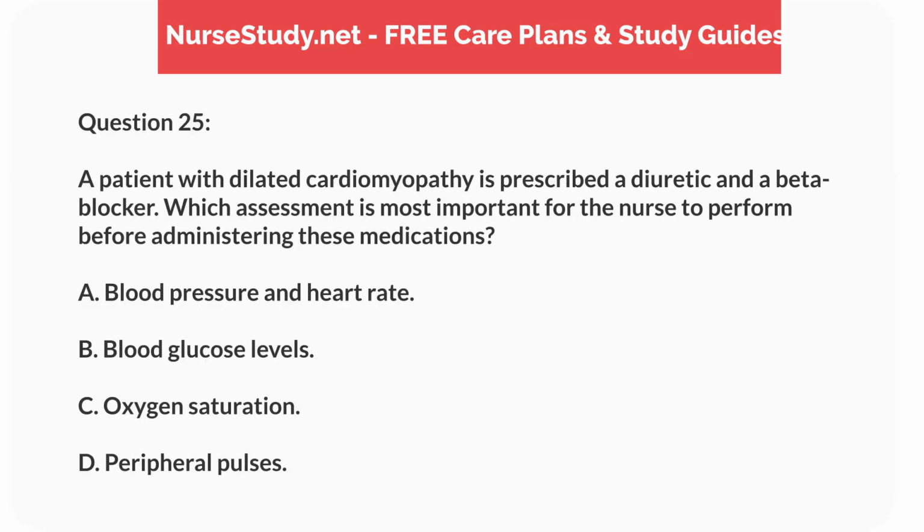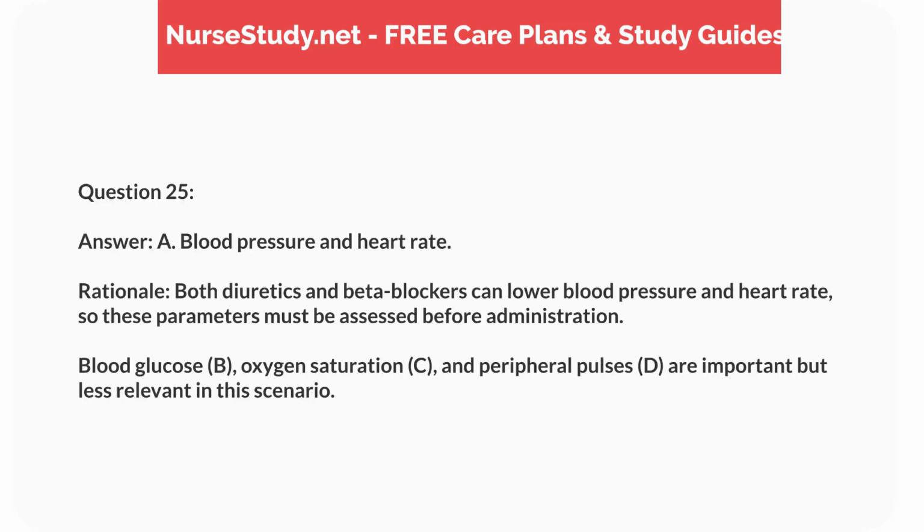Question 25. A patient with dilated cardiomyopathy is prescribed a diuretic and a beta blocker. Which assessment is most important for the nurse to perform before administering these medications? A. Blood pressure and heart rate. B. Blood glucose levels. C. Oxygen saturation. D. Peripheral pulses. Answer: A. Blood pressure and heart rate.